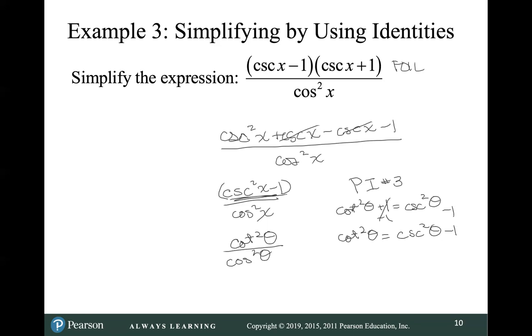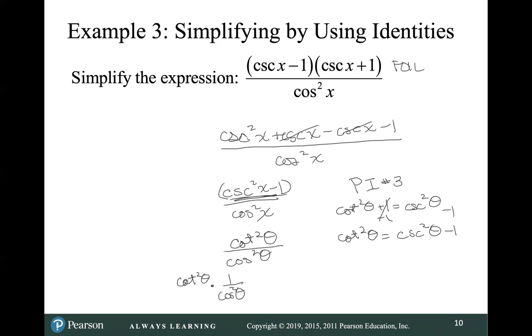However, now I have cotangent squared theta divided by cosine squared theta. So I'm going to think of this as cotangent squared theta times 1 over cosine squared theta, because I know that cotangent can be written as a quotient. So I'm really just kind of picking this apart and saying, what do I know about each of these trigonometric identities? How can I write this in a simpler way?